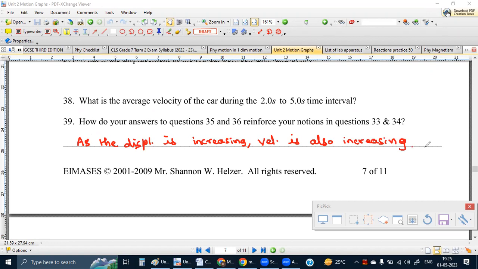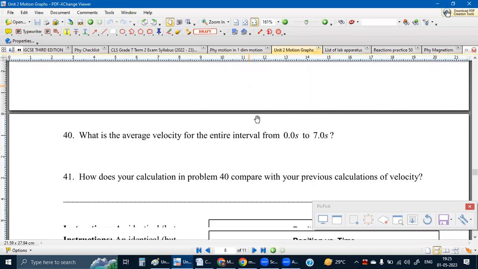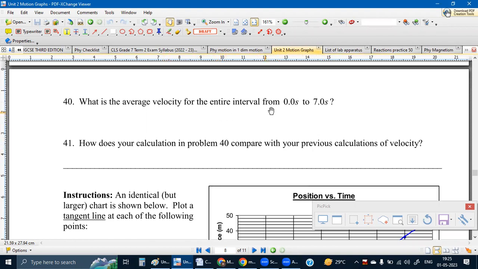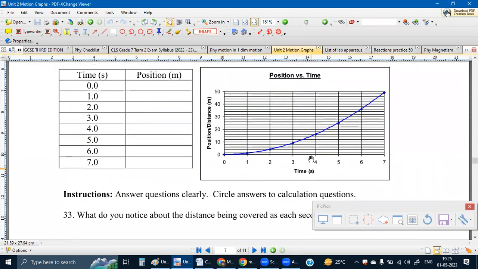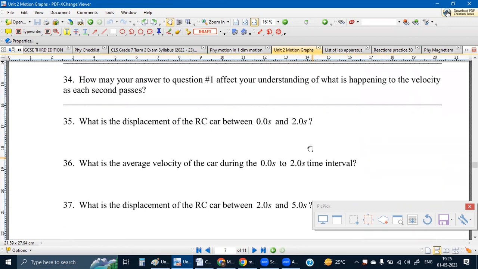Just copy that down. We'll go on to the next question. What is the average velocity for the entire time interval between 0 to 7 seconds? So you take total displacement divided by 7. Total displacement is 50 meters, as you can see from the graph. Total time is 7, so 50 divided by 7. You simply have to divide this.